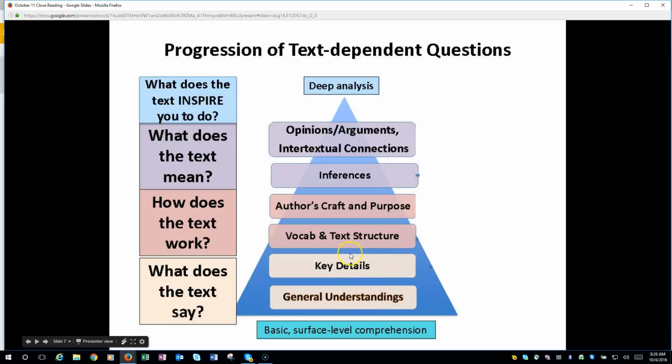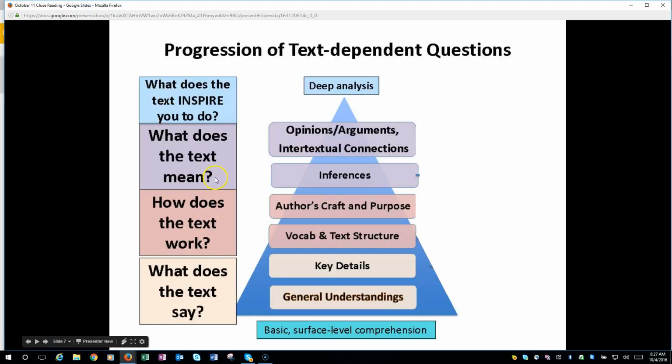And as we go up the spectrum, we look at that second level of questioning: how does the text work? What kind of vocabulary? Why did the author use the word scabby, and what does that mean? And what's the text structure? Why did the author use that text structure? Why did they use an organizational pattern of maybe expository to get their message across? Also, author's craft and purpose, huge on STAAR, about why does the author use certain onomatopoeia or similes, and what do you think their purpose was for that? So that's the second level of questioning.